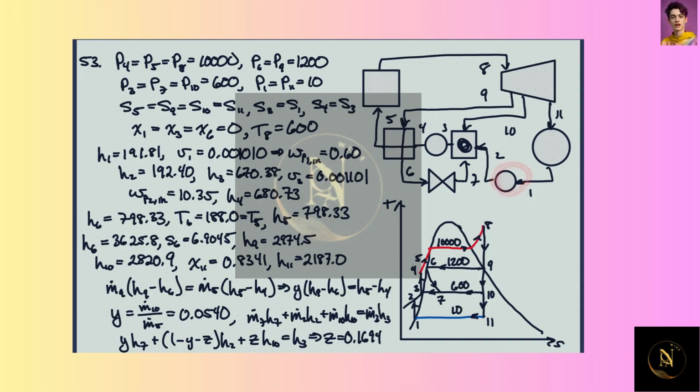Let's start with this pump. We can give the enthalpy as condensed saturated liquid here, the specific volume, and then we can get the work done by this pump in pumping it up from 10 kilopascals to 600. So we get very little specific work into this pump. Then we can find the enthalpy at 2, because that's this plus this.